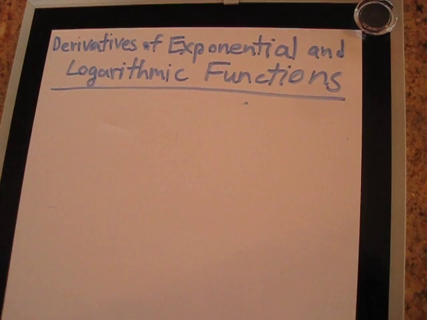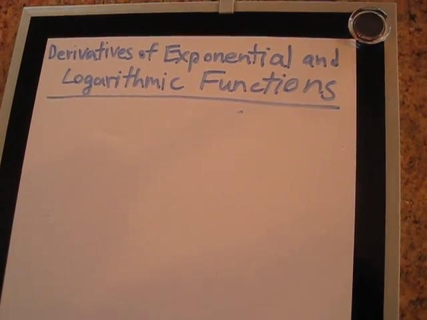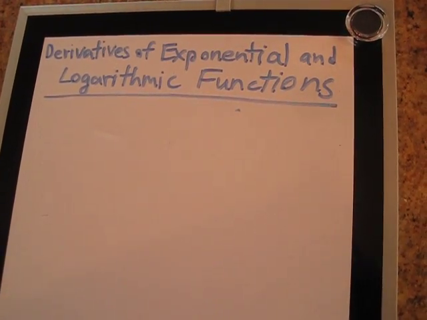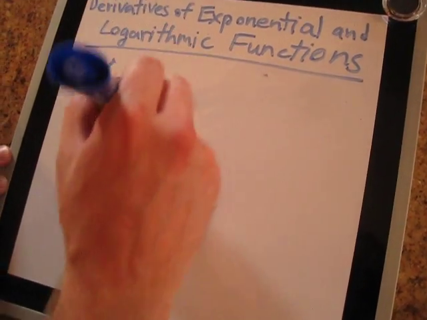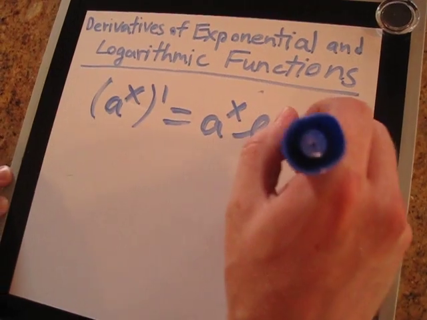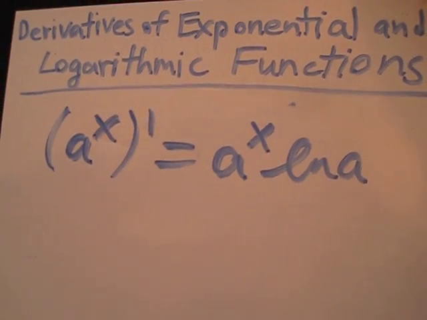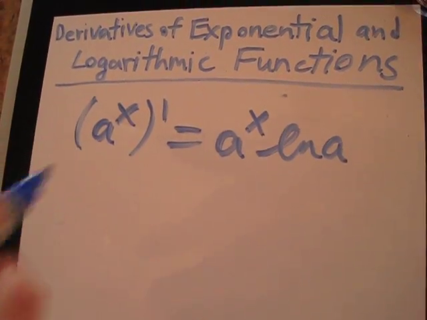Essentially, all you need to know is that to differentiate an exponential function, you just multiply the function by the natural logarithm of the base. In other words, the derivative of a to the x is equal to a to the x times the natural logarithm of a. That is how we differentiate an exponential function. In this case, a is a constant.